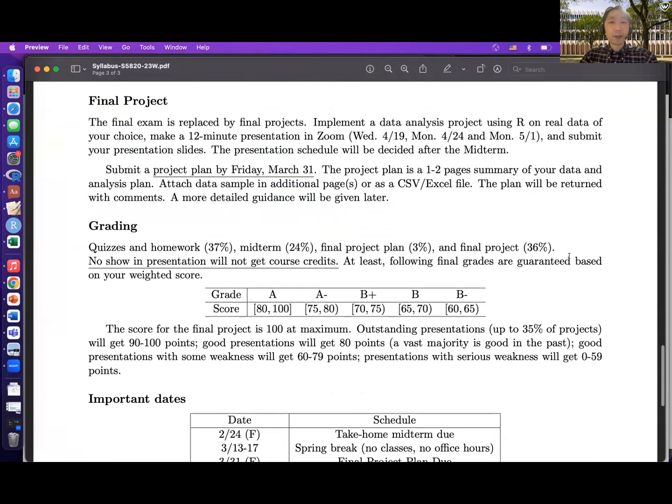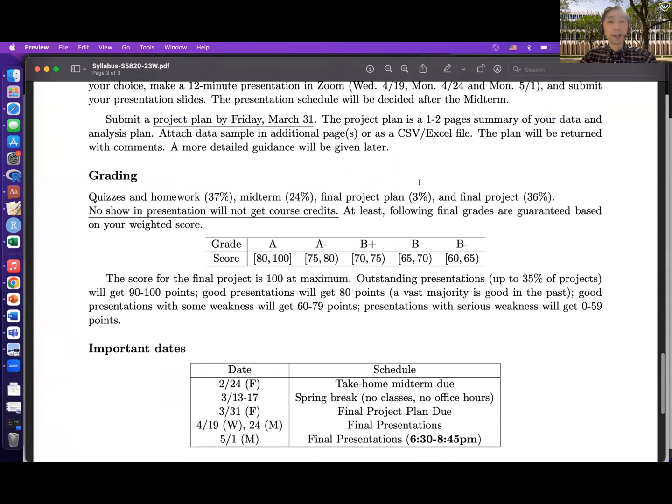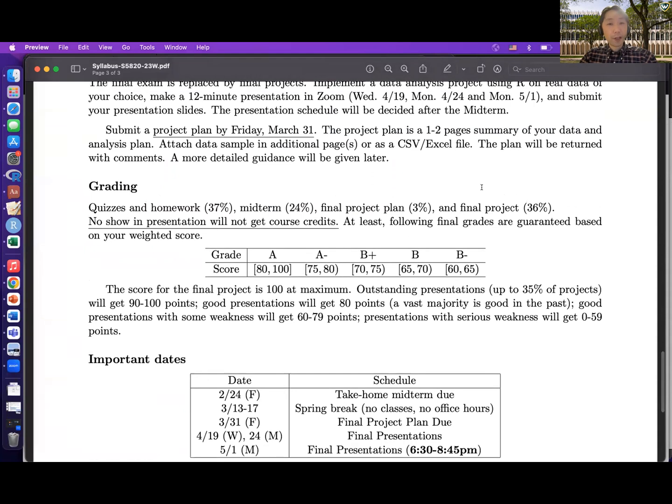The presentation schedule will be decided after the midterm. And the project plan is due on March 31st. The project plan is a 1 to 2 page summary of your data and analysis plan. I will give more detailed instructions before the project plan due date.